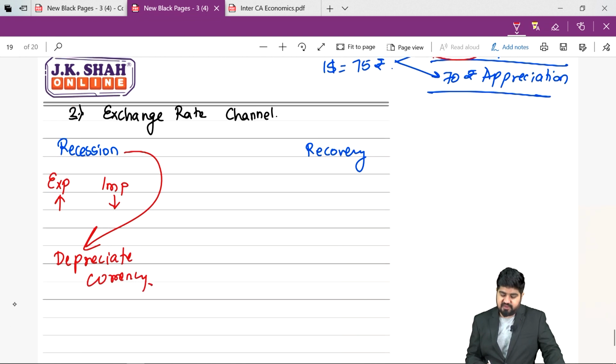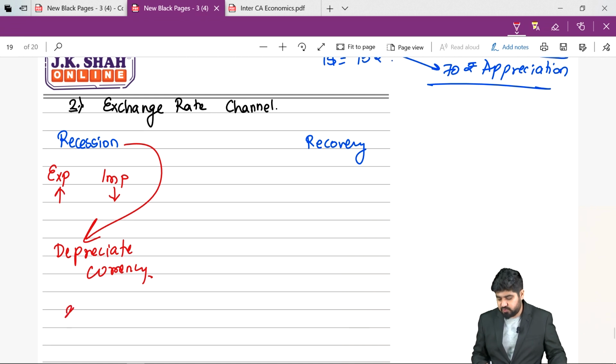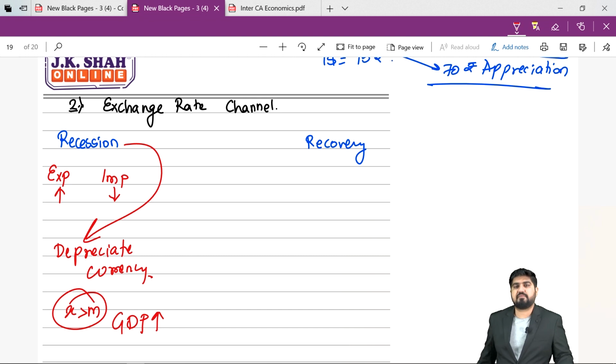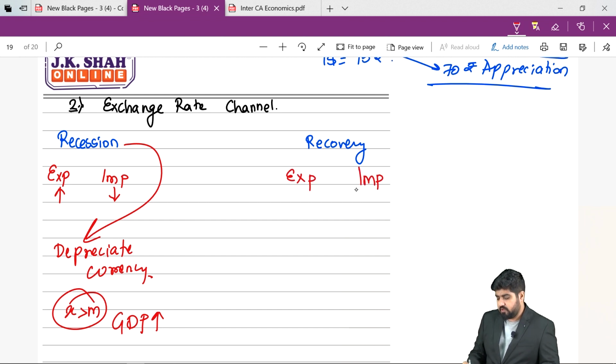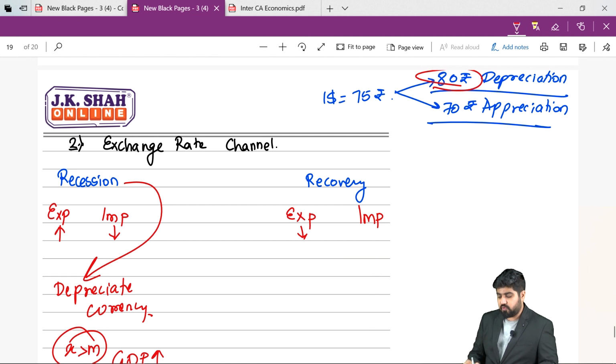Now depreciating a currency means export will increase. So if exports are greater than imports, you know this, GDP will rise. Understood? Similarly, at the time of recovery, our main aim is to reduce the level of export so that the goods and services are available in the country itself, and increase the level of import so that whenever there is higher price in the market, imported products will compete with the domestic products and will try to reduce the domestic product price. So export decrease, import increase.